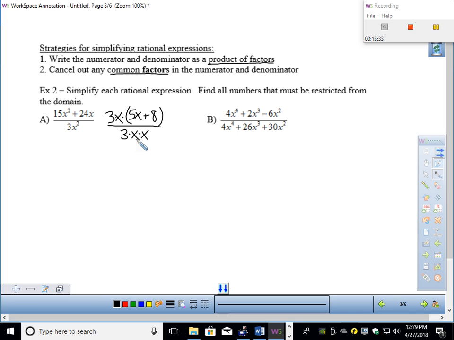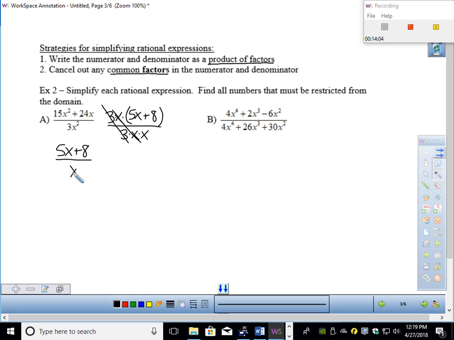So at this stage, it is in factored form, and now we look to do the next piece, which is to cancel anything in the numerator and the denominator that is the same. The 3's, it's a common factor. These x's, common factor. And so when I do that, it looks like I'm left with the 5x plus 8 over x. Now here's the million-dollar question.